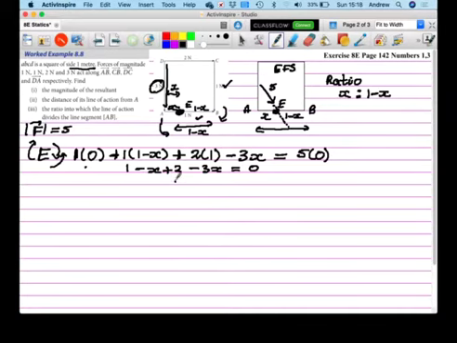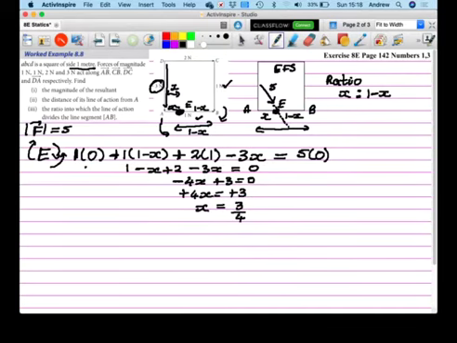Minus x minus 3x is minus 4x plus 3 is equal to 0. So we've got minus 4x is equal to minus 3. Change the signs. x is equal to 3 over 4.